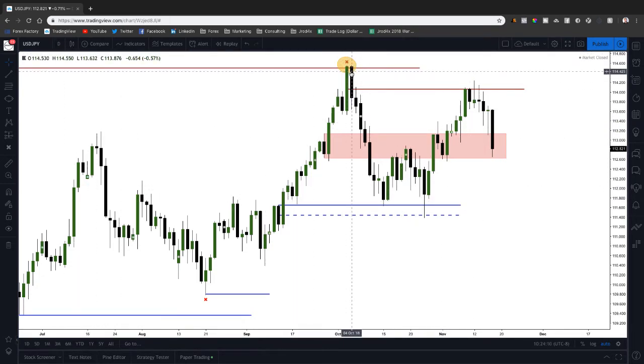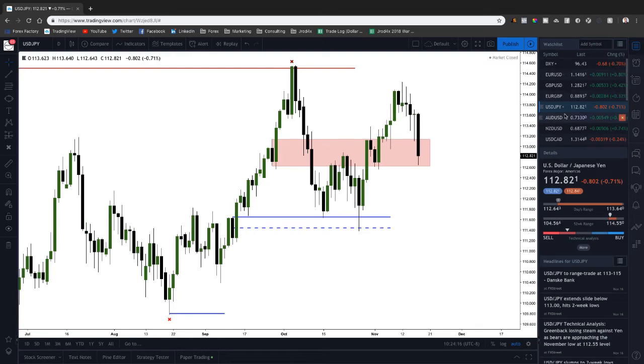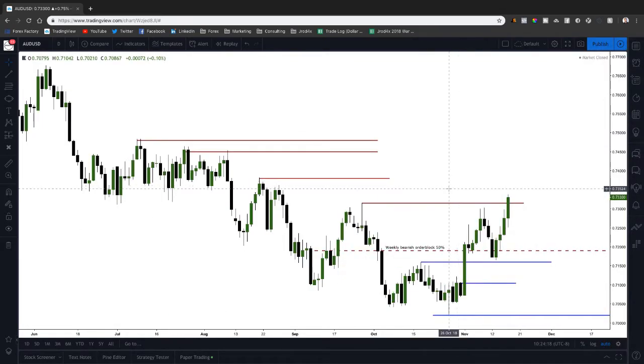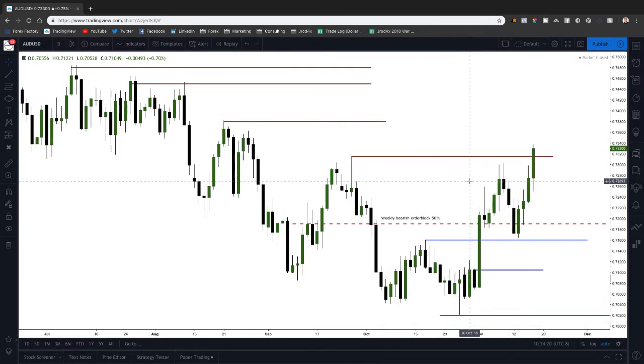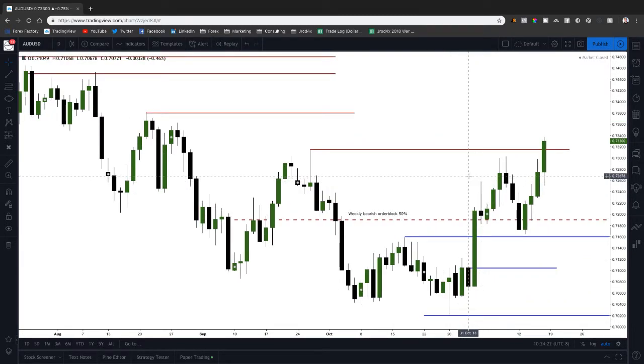And I just wanted to delete this really quickly. Okay. So let's look at Australian dollar. Now this one here, as mentioned last week, I didn't really want to go in Australian dollar because I didn't have as clear a read on it, and it was overall looking bullish to me with this big push up that we had.